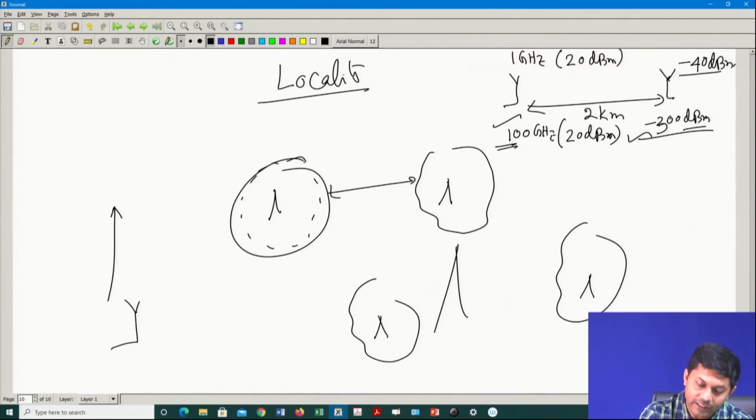So, if I have a small locality, this will probably be the best fit if I increase my RF. Suppose you have a locality with flats, say some 20-floor flats, complete flats. I can have just one antenna which will serve those 20-floor flats. I am talking of that kind of small locality.